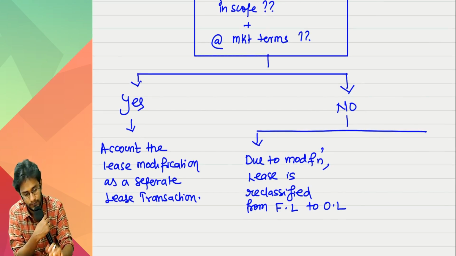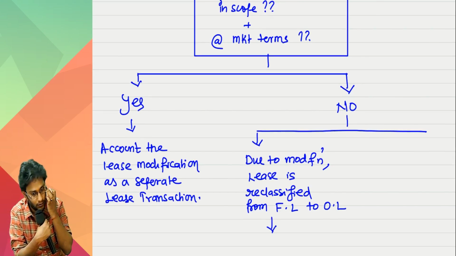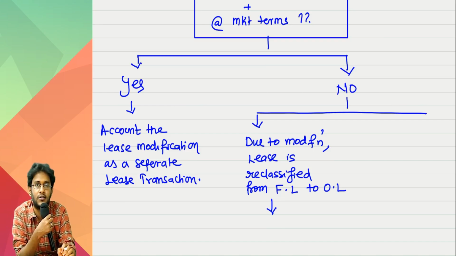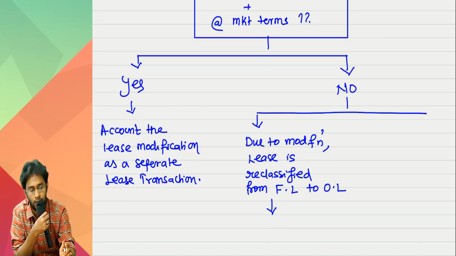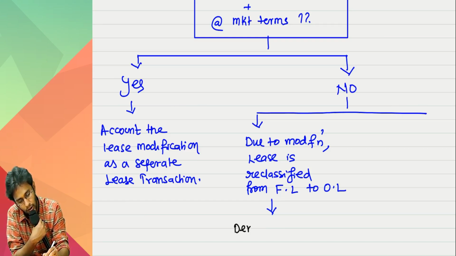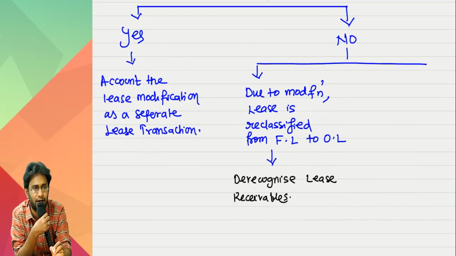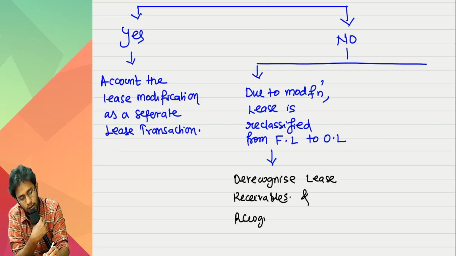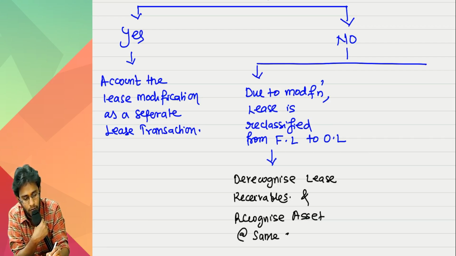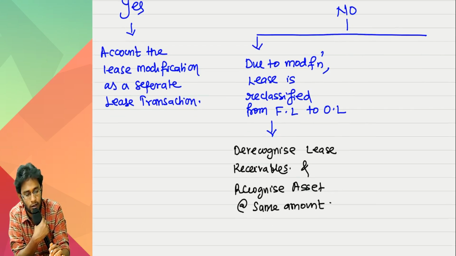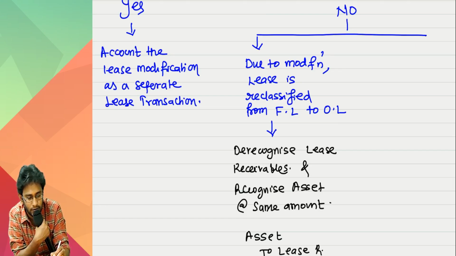In that case, what you have to do is, all these days you unnecessarily removed the asset and created lease receivable. What you do now is de-recognize the lease receivables. Lease receivable is a kind of loan given account. Cancel that, and correspondingly recognize the asset at the same amount. Gain or loss will not come. Effectively the entry you are writing is asset account debit, lease receivables credit.